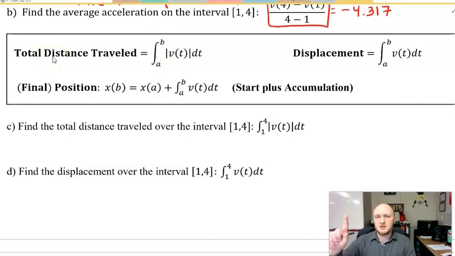Now, they want the total distance. When we go to the left, that changes, and that is now a negative value. Well, we want that to be positive, so we're going to add absolute value. So the absolute value of v of t dt.